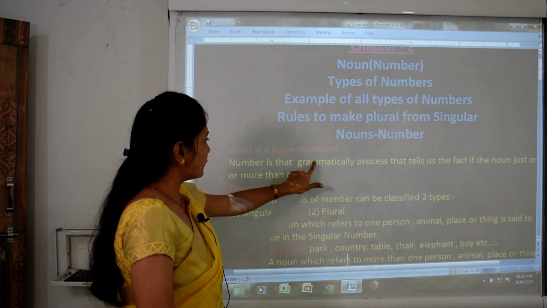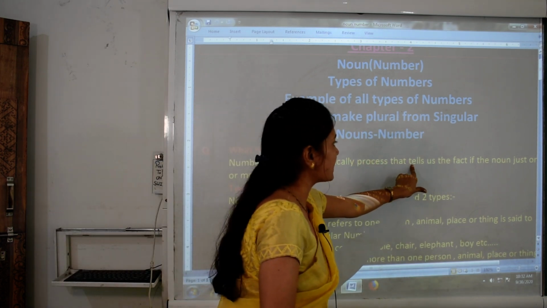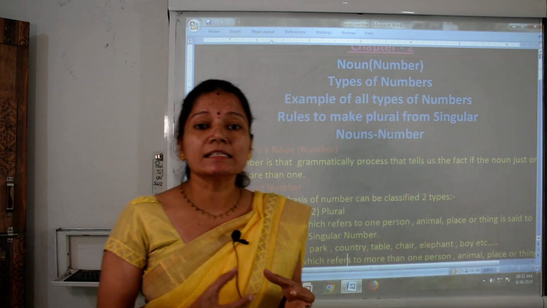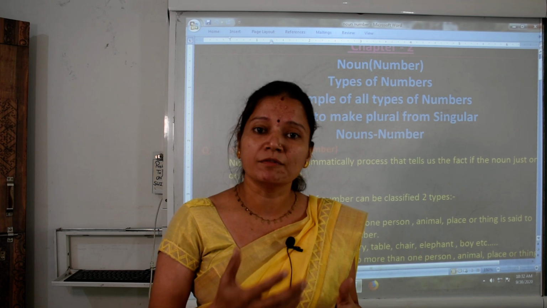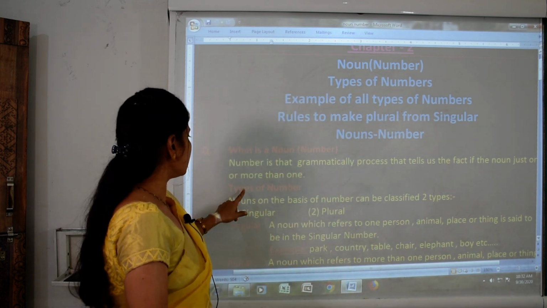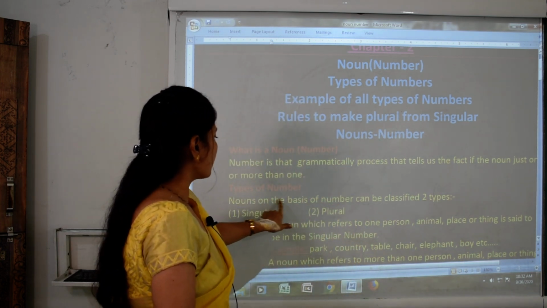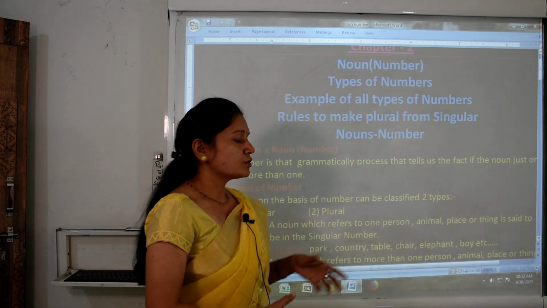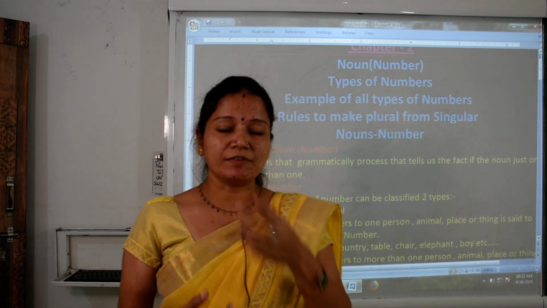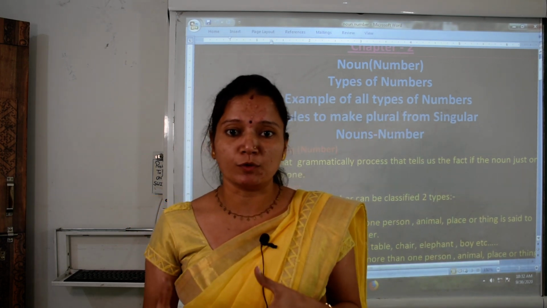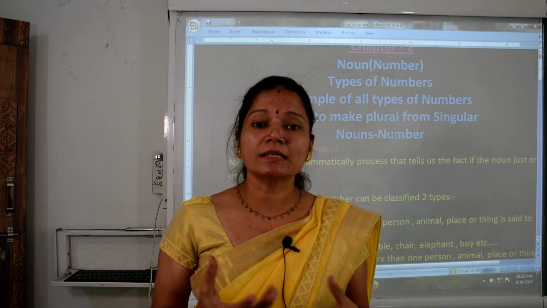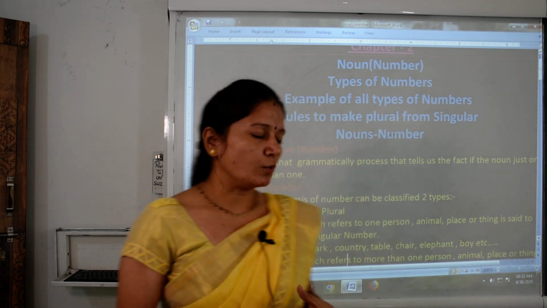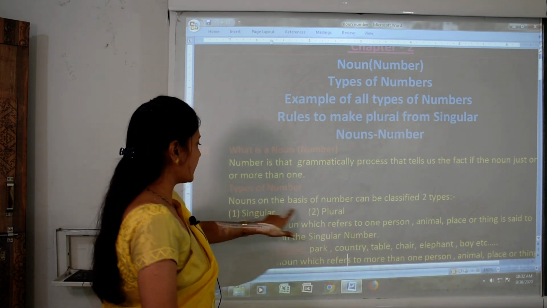Number is that grammatical process that tells us the fact if the noun is just one or more than one. Means the number tells us that in a sentence the noun is one or more than one. Okay, so now let's see types of numbers. Nouns on the basis of numbers can be classified into two types, singular and plural. So students, we know mathematically 1, 2, 3, 4. We use these numbers to count a thing, and in this way we use them as a part of a noun. So let's see what is singular and plural.